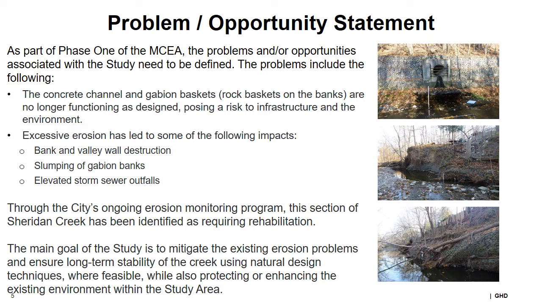In addition, this section of Sheridan Creek has been identified as requiring rehabilitation based on the city's ongoing erosion monitoring program. As a result, the main goal of the study is to mitigate the existing erosion problems and ensure long-term stability of the creek using natural design techniques where feasible, while protecting or enhancing the existing environment within the study area.